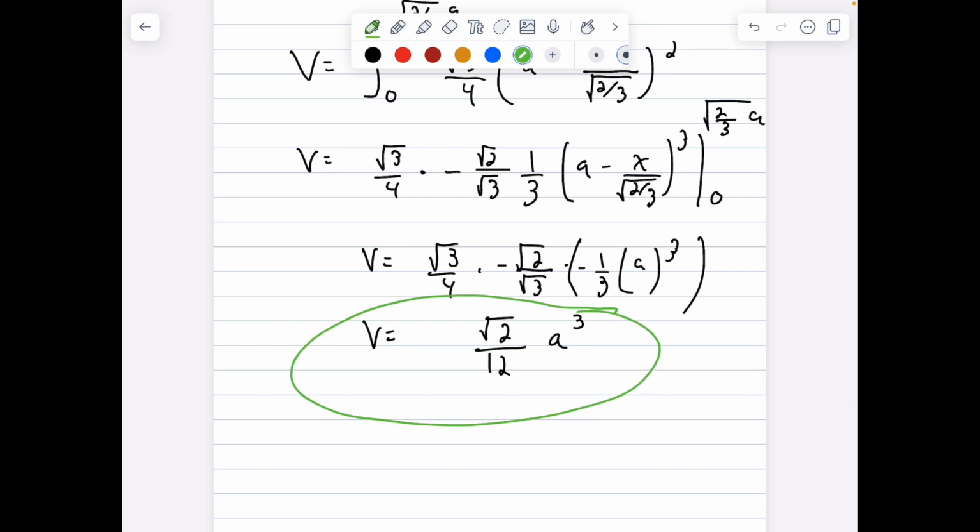And there we go. So this is one of the more difficult problems out there. I just wanted to go over an overview of that because it's a very popular problem as well in a lot of calc books. And yeah, definitely take some time.